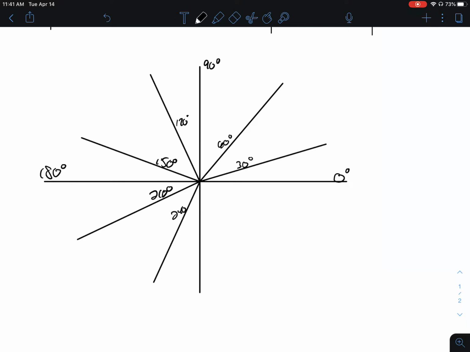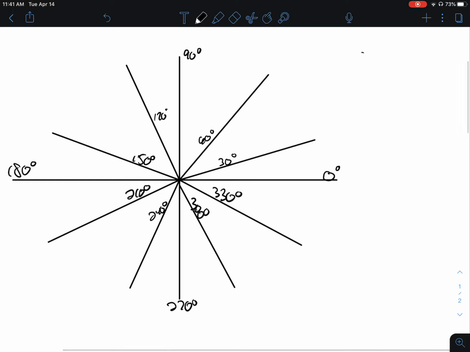210, 240, 270, 300, 330. What I would like to do at the end of each of these lines is to write an ordered triple. That ordered triple being x, y, and then r. And in each case, I'd like the smallest number to be 1. Well, not in all cases, but in most cases.